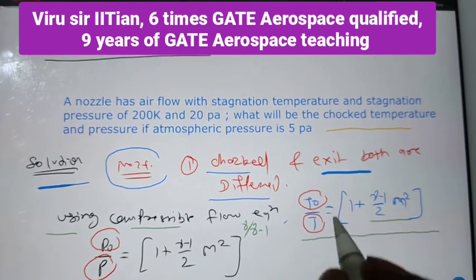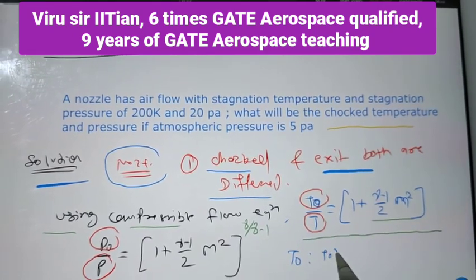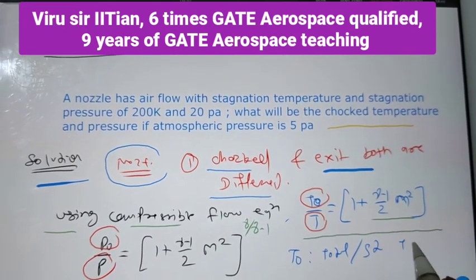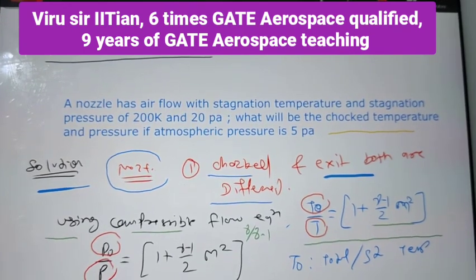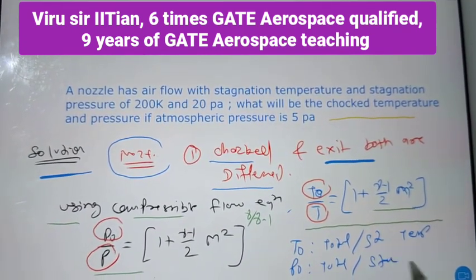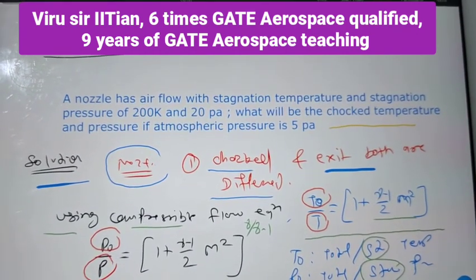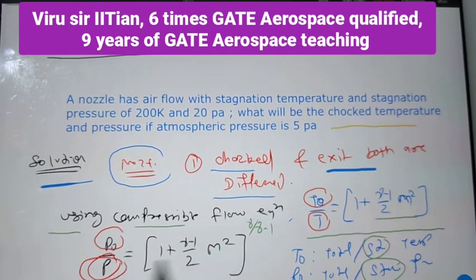So guys, whenever naught is mentioned, like T naught, this is going to be your total or stagnation temperature. And P naught is your total or stagnation pressure. What is stagnation? I have to explain to new students. And what is this P and what is this T?